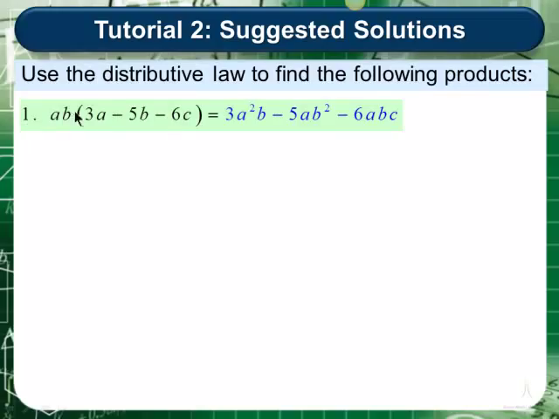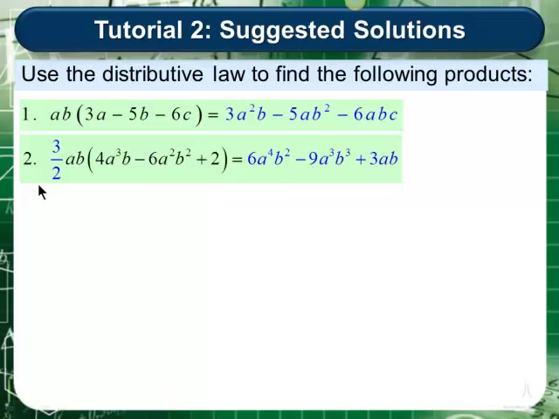In the first problem, we had to multiply the monomial AB from the left into the bracket as indicated. Applying the distributive law, we multiply AB with each one of the terms inside of the bracket, and thus we get 3a squared b minus 5ab squared and minus 6abc as the result. Check and see that you have the same terms if you expand this particular bracket. Note that not one of these terms contain exactly the same factors in the bases a and b, so this particular expression cannot be simplified any further.